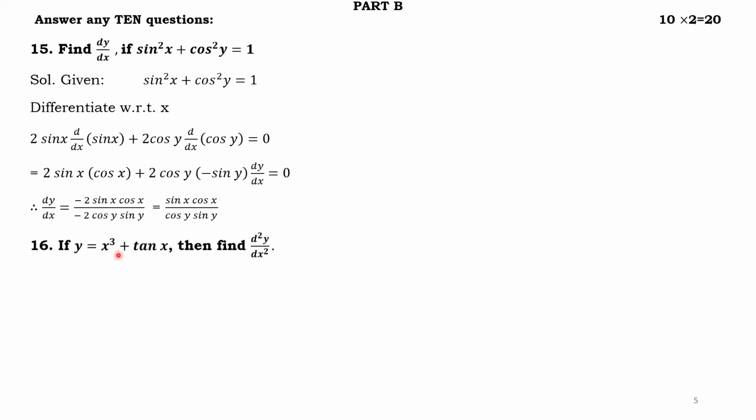Next question. If y is equal to x cube plus tan x, then find d squared y by dx squared, because we have to find the second order derivative. First we have to take the first derivative and then the second derivative. Given equation is noted down as it is. Y is equal to x cube plus tan x. Therefore, if we differentiate, dy by dx is equal to 3x squared plus d by dx of tan x, which is secant squared x. You have to recall and remember it.